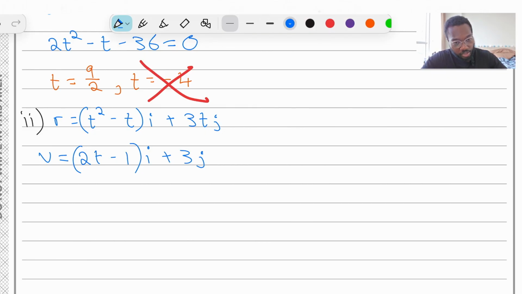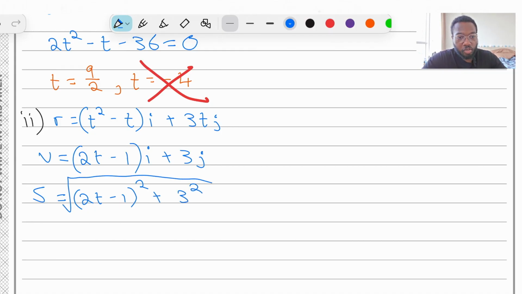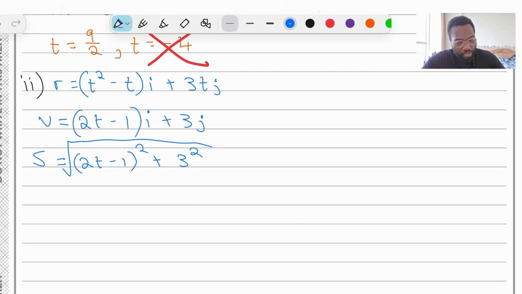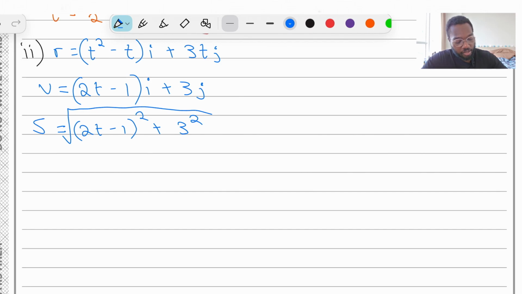So if we do that, we would get 5 is equal to the square root of (2t minus 1) squared plus 3 squared. So we know that this must hold true, because the speed is 5. And if we work this out, we can bring that square root to the side. Therefore, we get 25 is equal to (2t minus 1) squared, and then that 3 squared will just be plus 9. And now, as you can see, we should get a quadratic equation, and then we should be able to use that to solve and work out what t is.